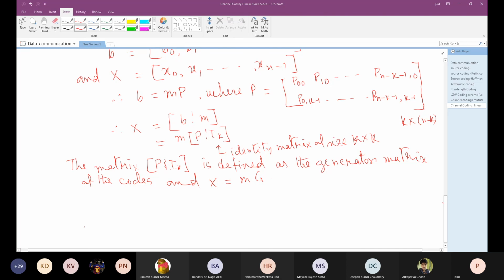Sir, what is G here? G is the P matrix and Ik, the identity matrix, put together. Suppose P is 3 cross 3 and the identity is 4 cross 4, then G is 4 cross 7. We shall take one example.